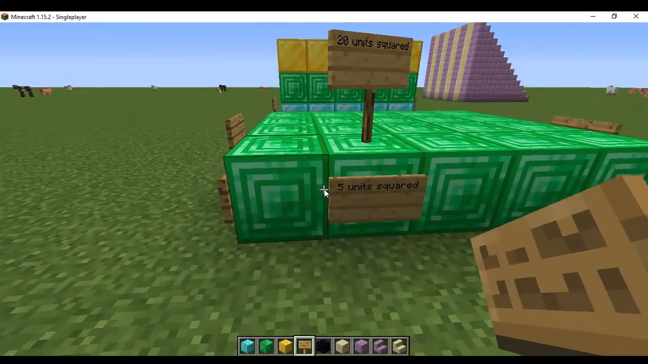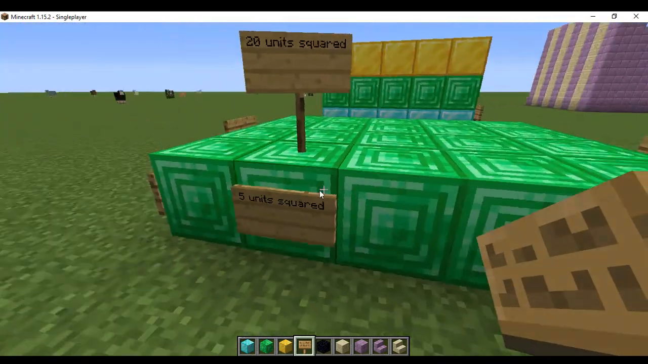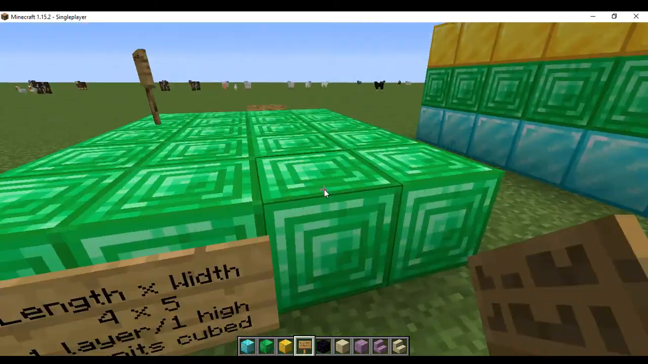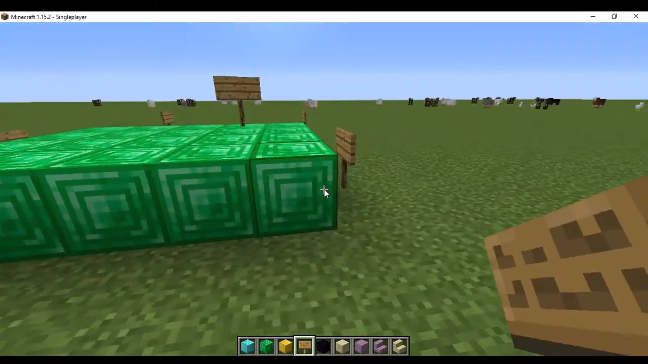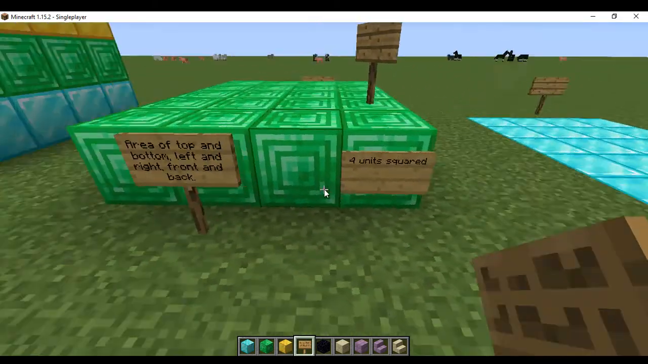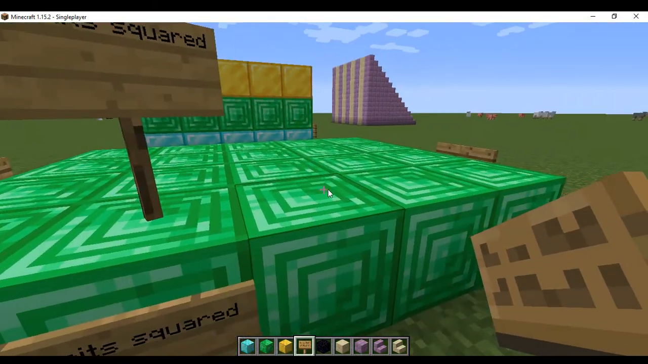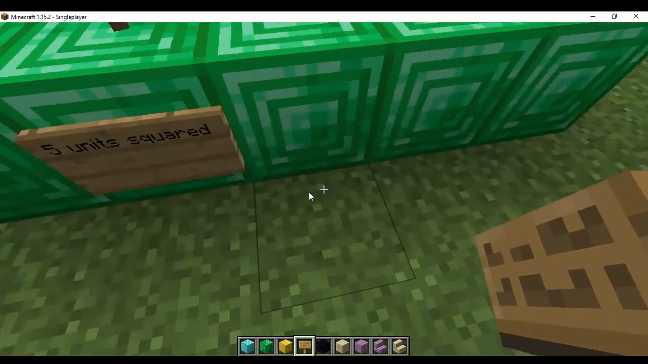Then I have 5 units squared on the left and right sides. So I've got my 8. I've got 5 more here. I've got 5 more here. So that's actually 18 altogether now. And lastly, I have my 20 units squared for the top. And I have 20 units squared for the bottom.